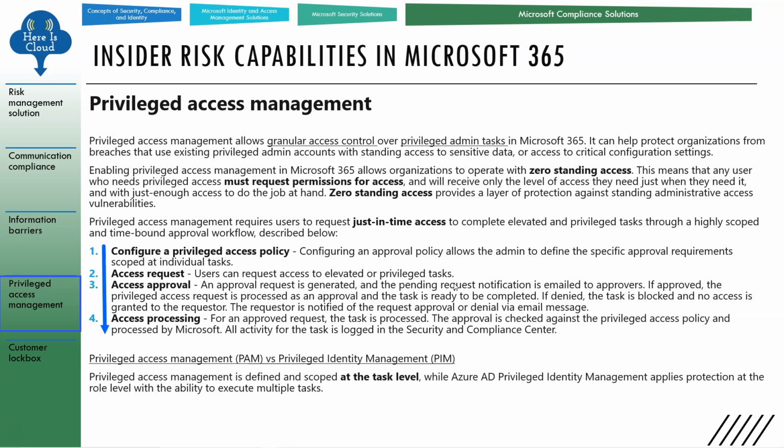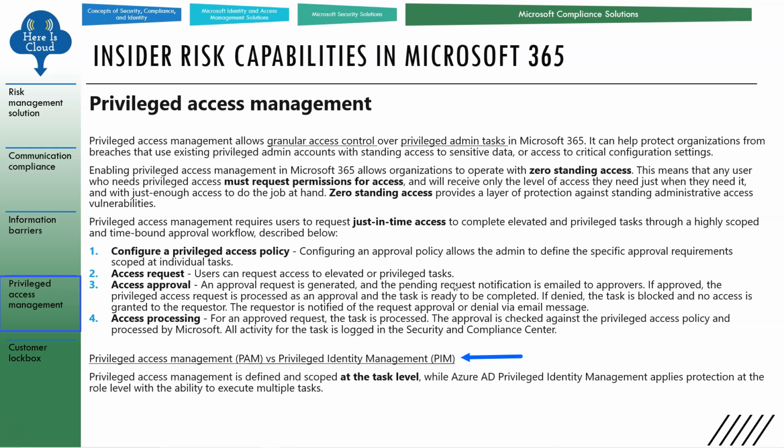When I configure privileged access policies, then access request: the user requests the access, then access approval happens, then access processing happens for the approved request. The task is processed. The approval is checked against the privileged access policies and then processed by Microsoft. And all activities for the task are logged in the Security and Compliance Center.